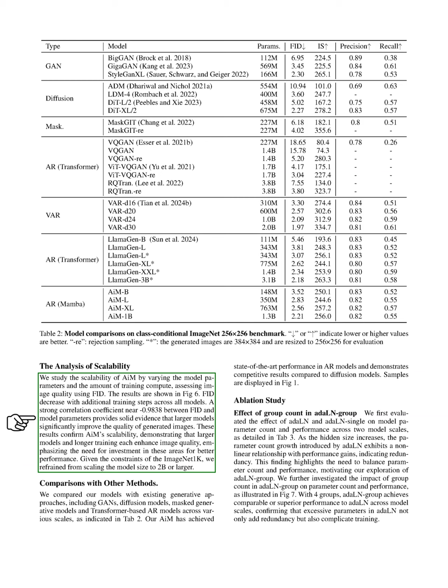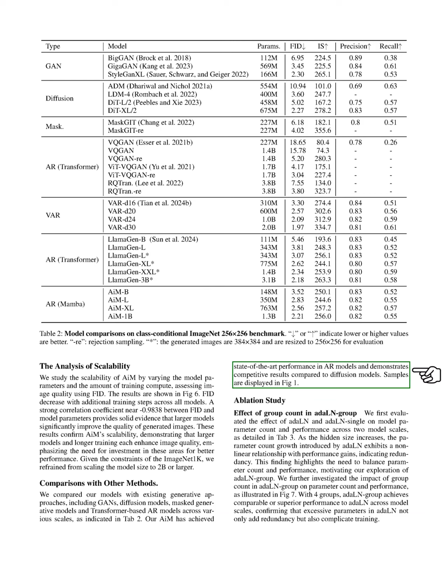Due to the limitations of ImageNet 1K, we did not scale the model size beyond 2 billion parameters. We compared our models with various existing generative methods, including GANs, diffusion models, masked generative models, and transformer-based autoregressive models. Our AIM achieved state-of-the-art performance among autoregressive models and showed competitive results against diffusion models.